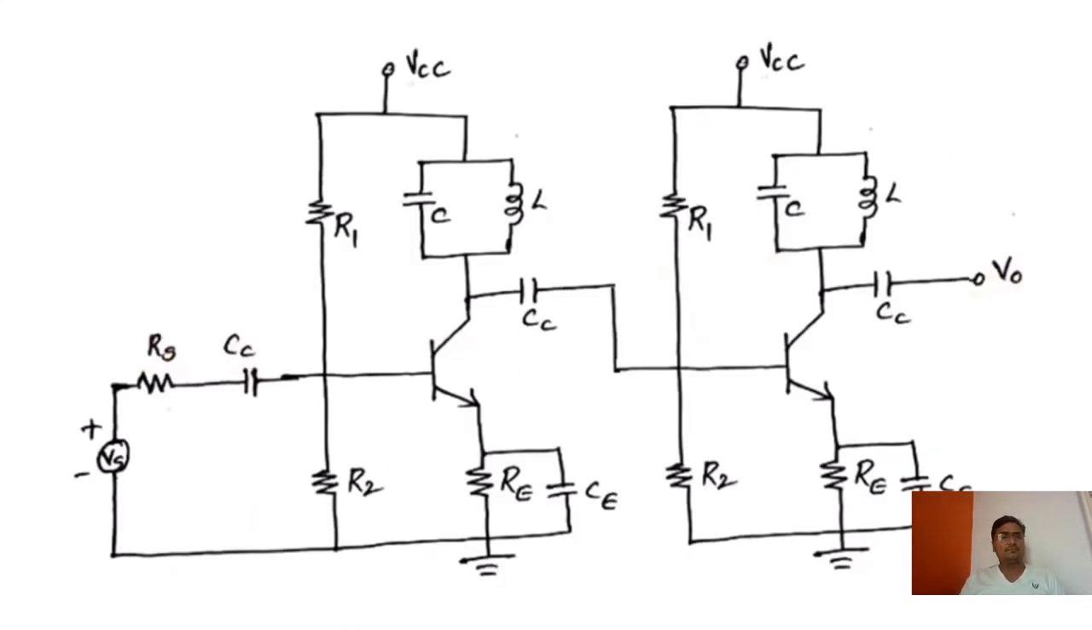Now look at the circuit. It is a cascading of two single tuned amplifiers. Look at the first stage, it is a single tuned amplifier. Look at the second stage, it is also a single tuned amplifier, and the coupling that I am using is capacitor coupling. So two single tuned amplifiers are capacitively coupled. You observe that the first single tuned amplifier has a separate tank circuit, and the second stage also has a separate tank circuit, and both tank circuits may have different resonant frequencies.